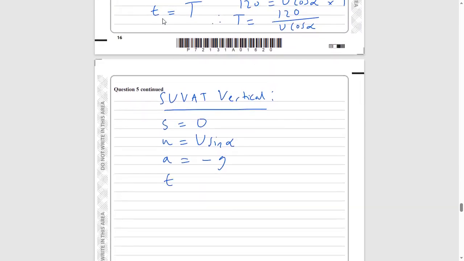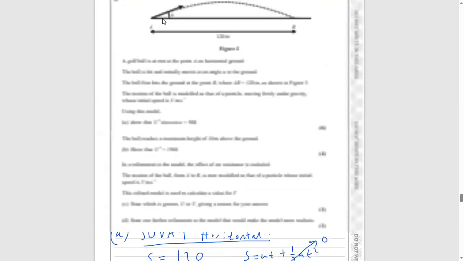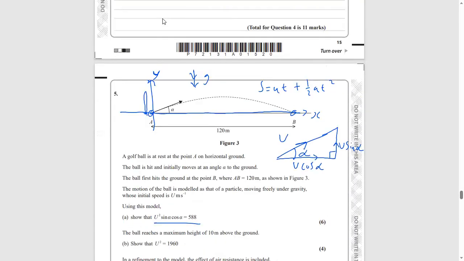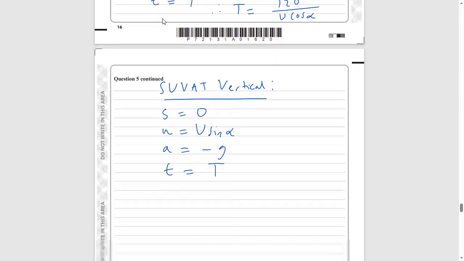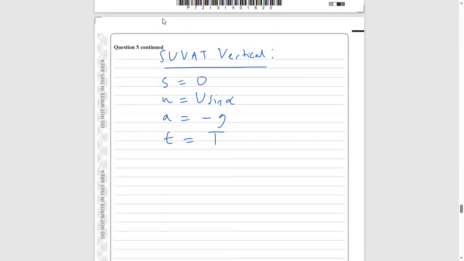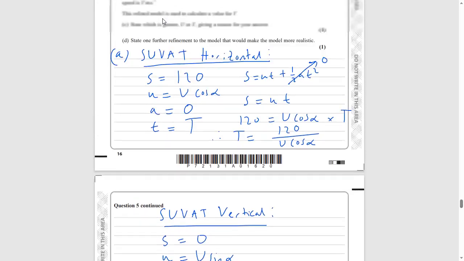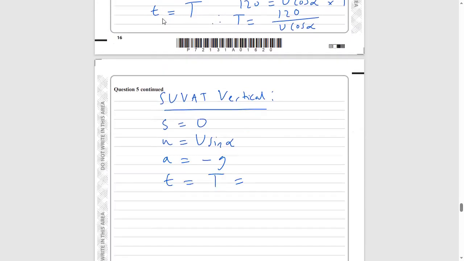And then our time is the same T as before, isn't it? It's the same capital T, because that's the time of flight. The time to go from there to there is the same time as before, the time of the journey. So we've got that there. And we know from the previous SUVAT horizontal calculation that T is 120 over U cos alpha.